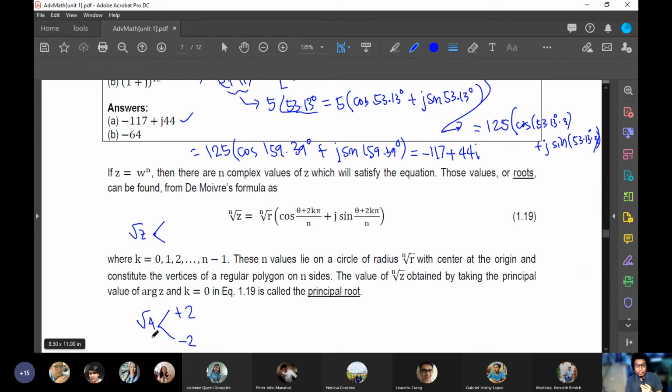Take note that the problem of root finding is actually an answer to something like this. Say, for example, you have x squared equals 4. This is the problem that we solve. There will be two values that can be substituted here for x that would satisfy this equation. That is, if you put positive 2 squared, that should be equal to 4. Right?